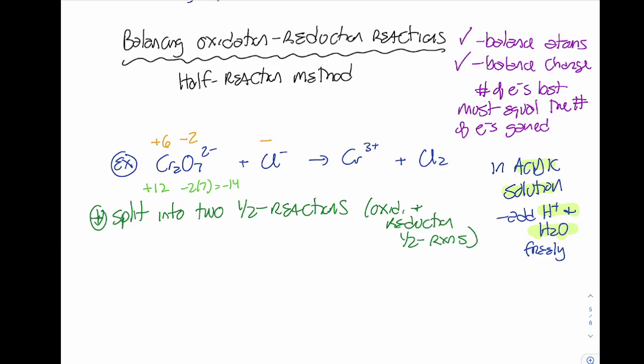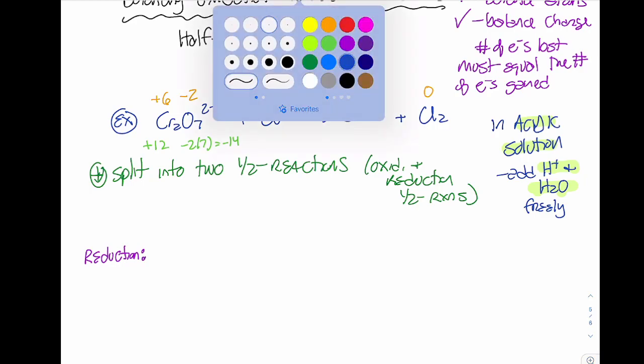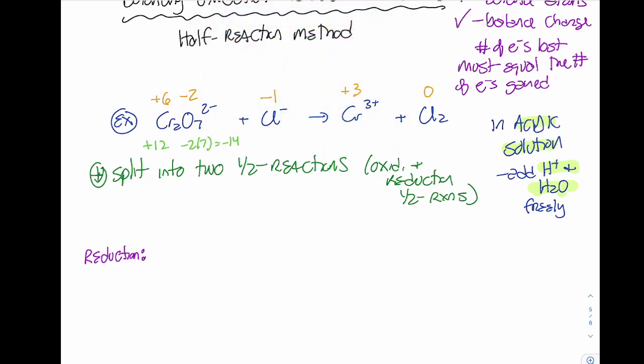Chlorine here is a little bit easier: monoatomic ion, another monoatomic ion, and then diatomic chlorine is its elemental form, so 0. And then again, I'm going to look to see how it's changing. So I have chromium going from +6 to +3. That's going to be my reduction. So my reduction half reaction. And I'm going to rewrite it here, but I'm going to leave a little bit of space between reduction and my half reaction.